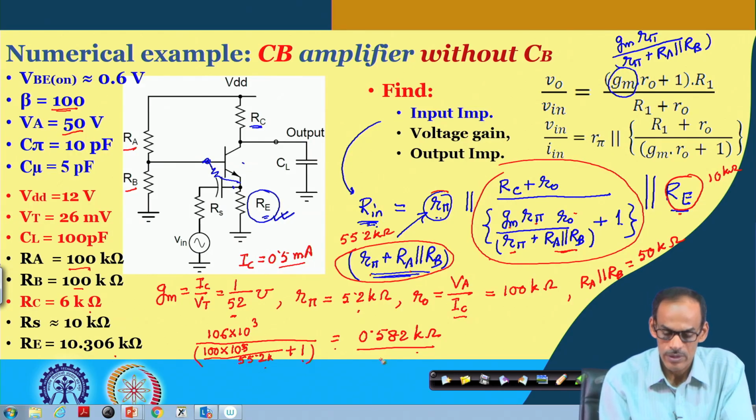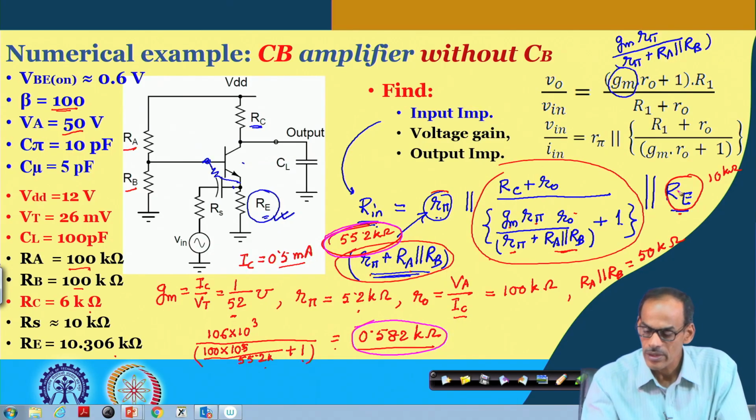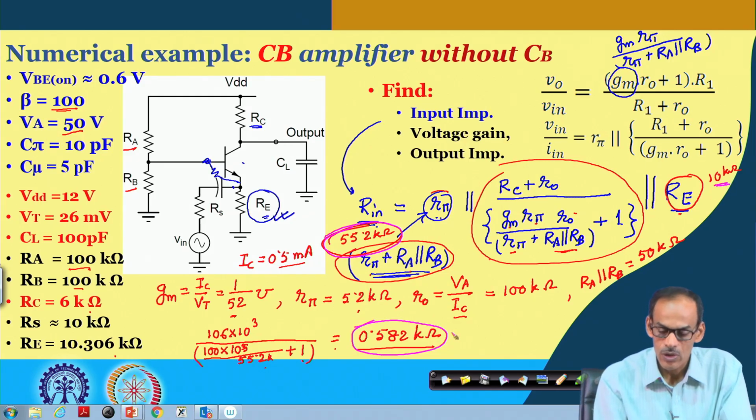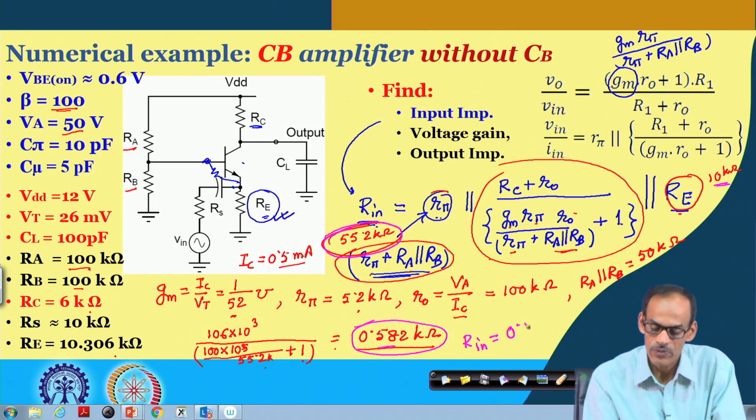So, we do have this resistance, we do have, let me use a different color, we do have 55.2 K here, and then we do have 0.582 K here, and then Re it is 10 K. So, finally, what we are getting here, it is R in very close to this 580. In fact, again here also I have done the calculation for you. So, this is 0.545 kilo ohm.